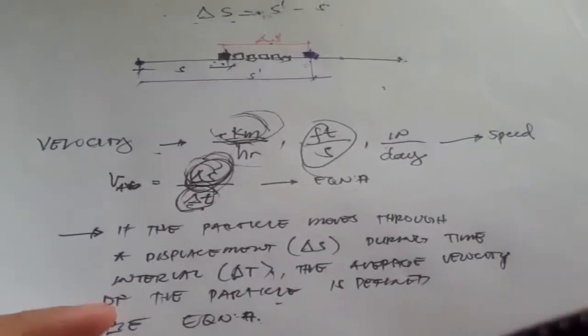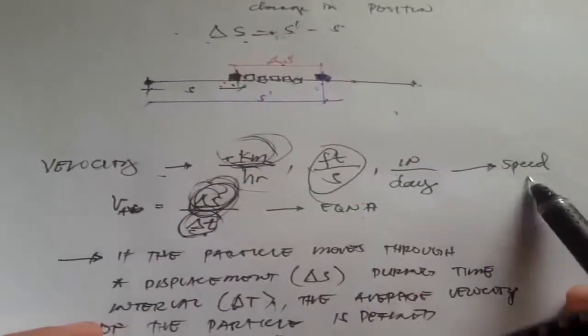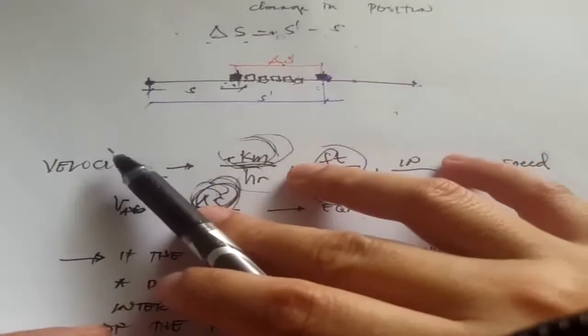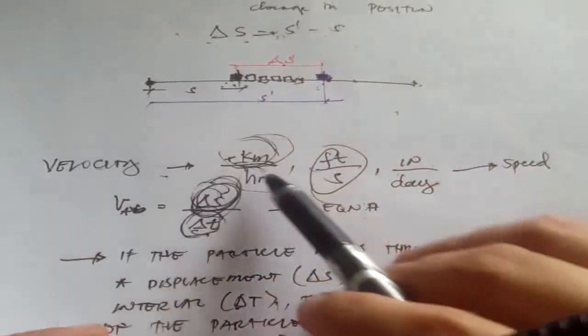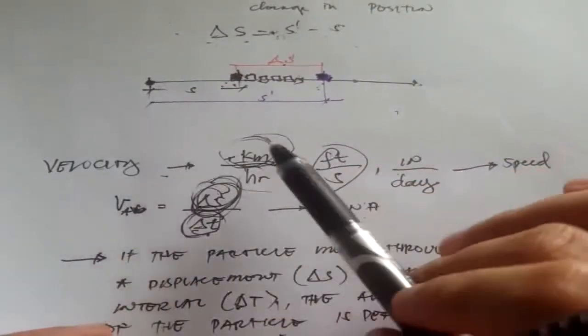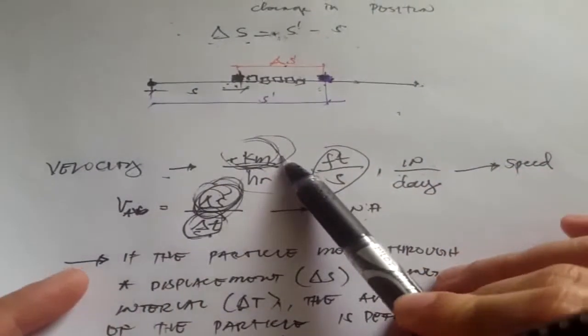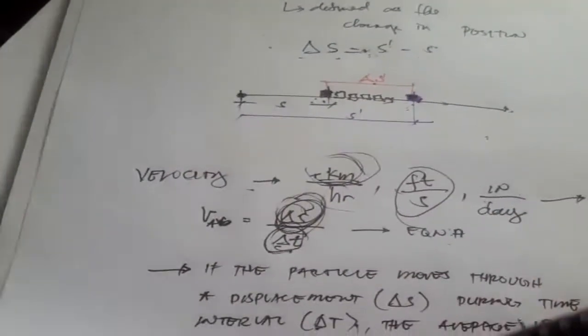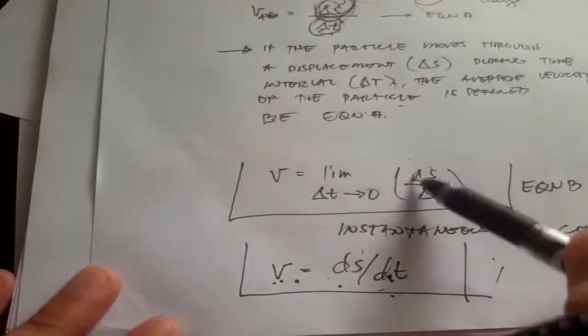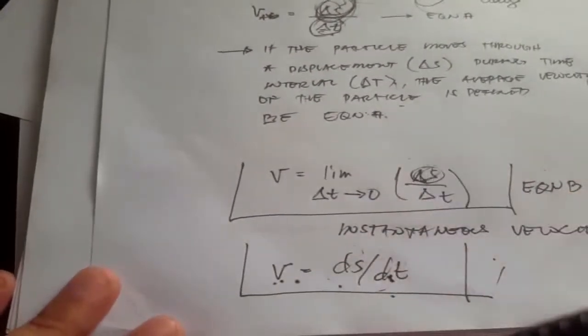So that is the main difference between the velocity and speed. Speed is only the magnitude of the velocity, while when we say velocity, it has both the magnitude and the direction, since the change in position or displacement and the position is a vector quantity. So it carries out the direction given by this delta S.